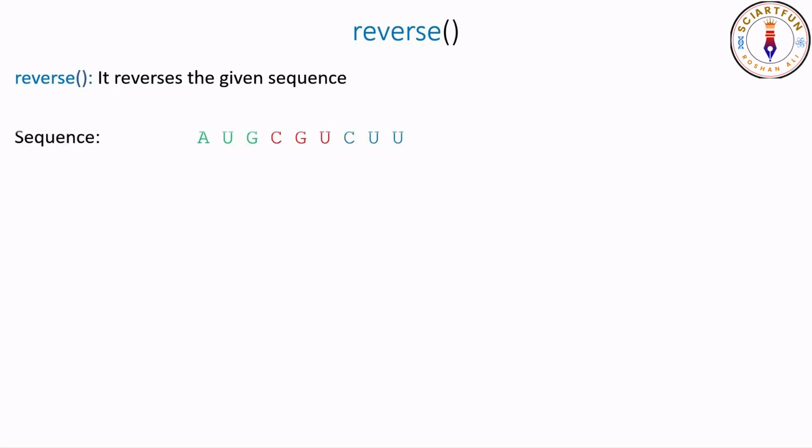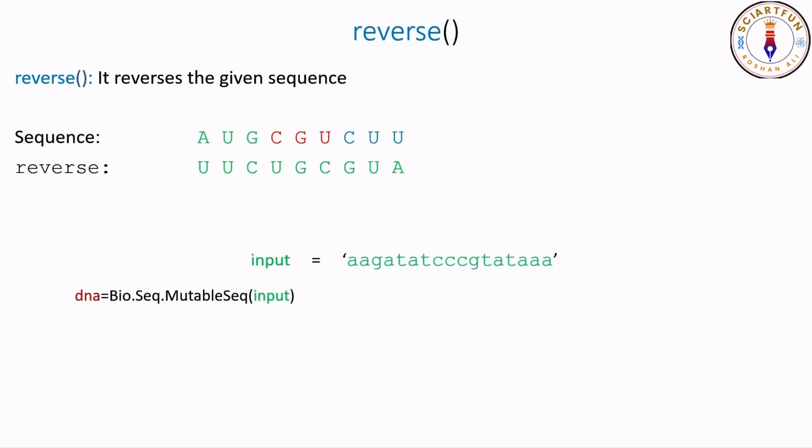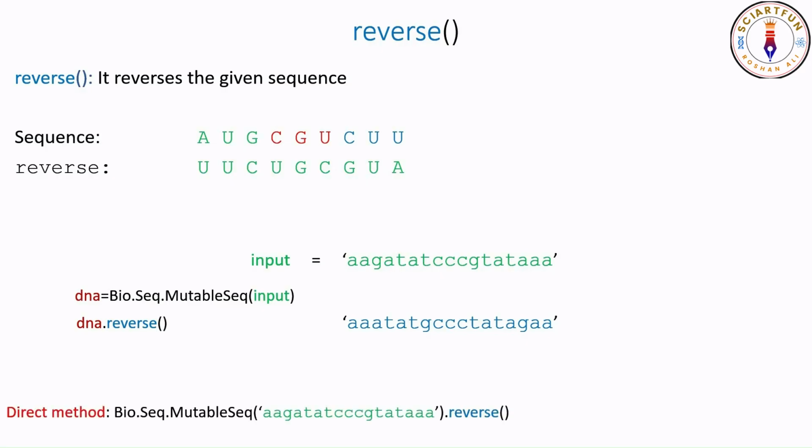This method reverses your sequence. Means, it flips your sequence horizontally. Here are the steps to follow. You can see the output is the reverse of the input sequence. Here is the single line direct command to reverse the given sequence.